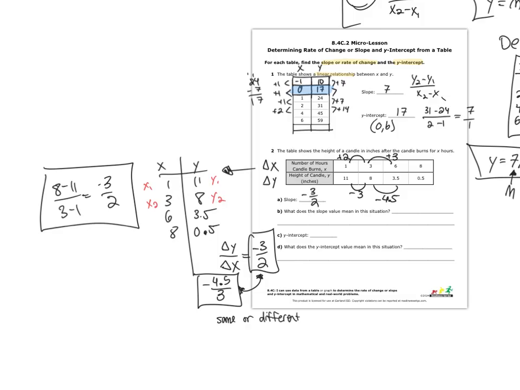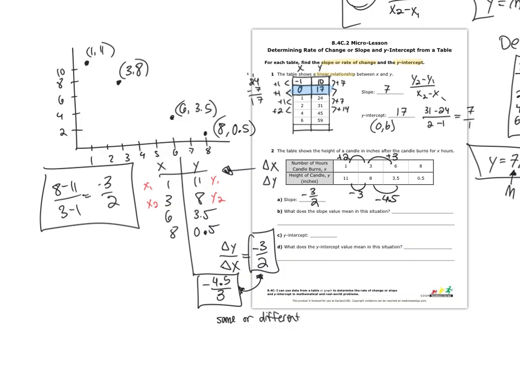And now let's talk about what the slope would mean in this situation. We know that slope is comparing the height of the candle to the number of hours it's been burning. So it might actually help to think about what this would look like on a graph. So I drew a graph for us right up here so that we can see what's going on here.